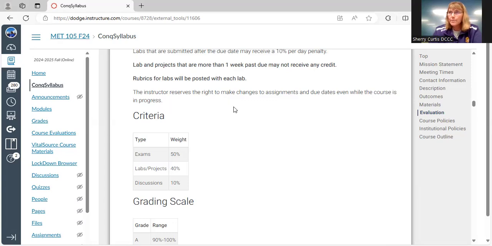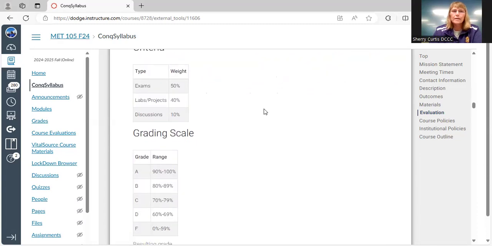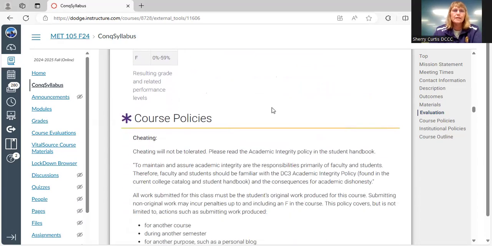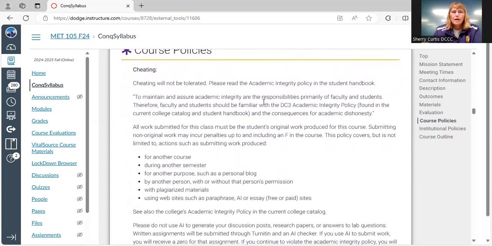Again, I'm pretty flexible. I'll give you a little leeway, but if you get behind in here, it is extremely difficult to get caught up. So the weighting comes out 50% tests, 40% labs projects, and 10% discussions. And we're at the typical 90, 80, 70, 60 grading scale.